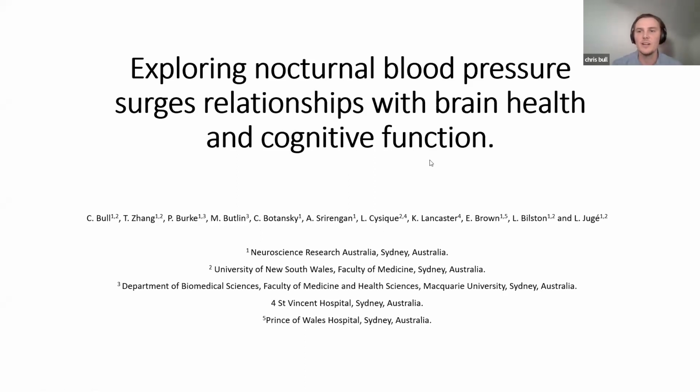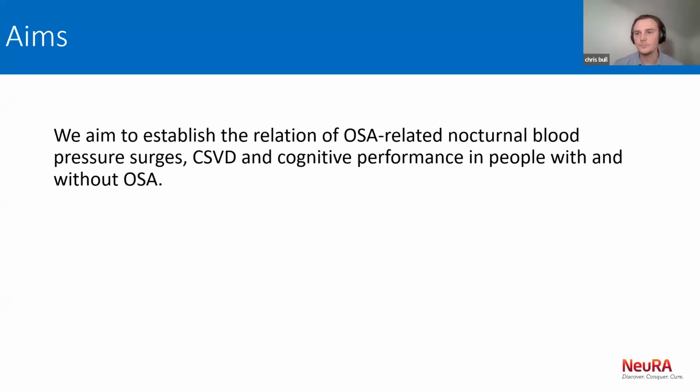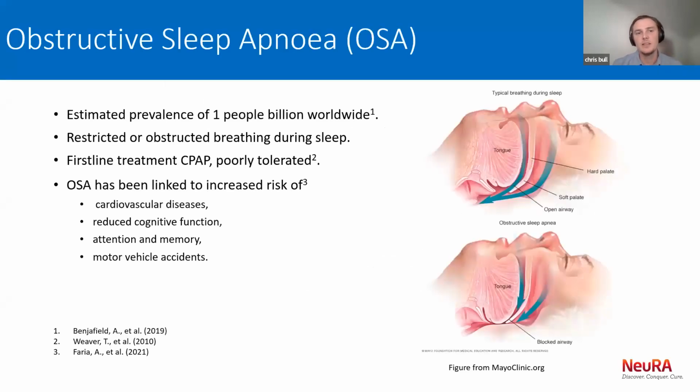So today, once again, I'm really sorry that I'm not able to make it in person. What I really want to talk about today is the relationship between obstructive sleep apnea, systolic blood pressure surges, cerebral small vessel disease, and cognitive performance. It's estimated that there are about 1 billion people worldwide with obstructive sleep apnea. So I assume I'm probably talking directly to quite a number of people today.